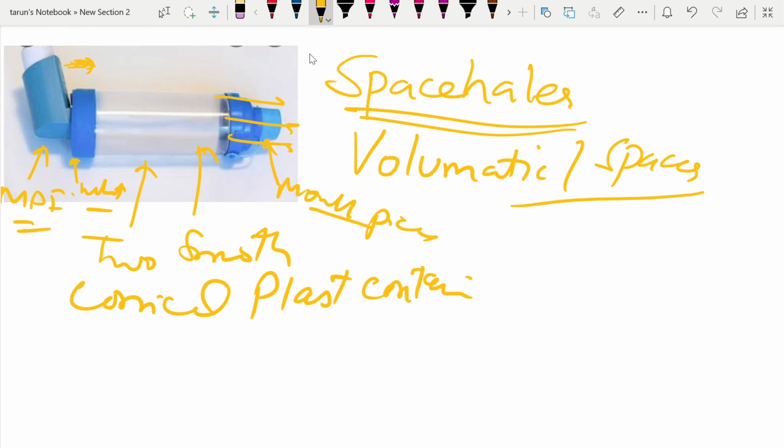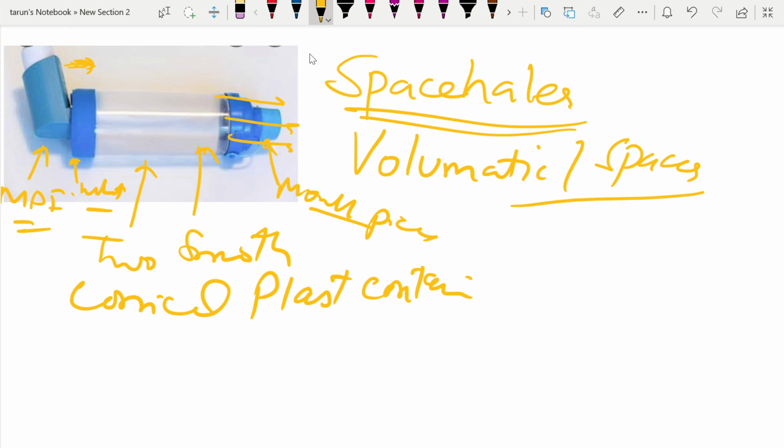After full expiration is done, the spacer is placed between the patient's lips, and the patient is asked to breathe in rapidly and steadily until full inspiration. Once full inspiration is done, you will remove the spacer and the patient holds the breath for 10 seconds. After 1 to 2 minutes you can repeat it for the second puff, and lastly you will rinse the mouth with plain water.